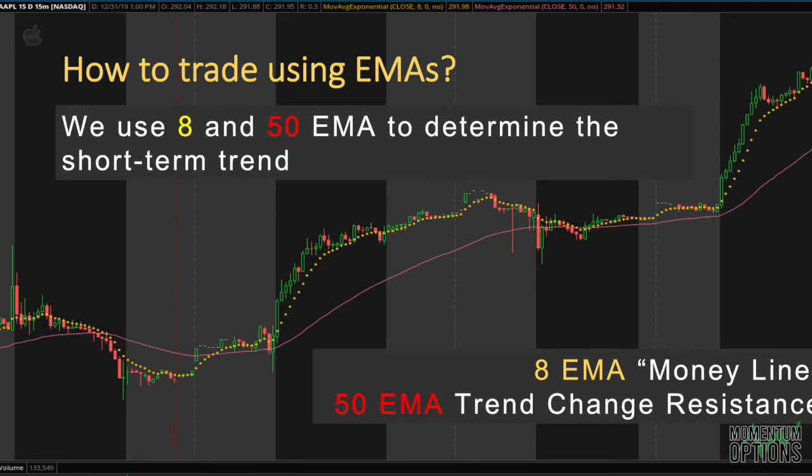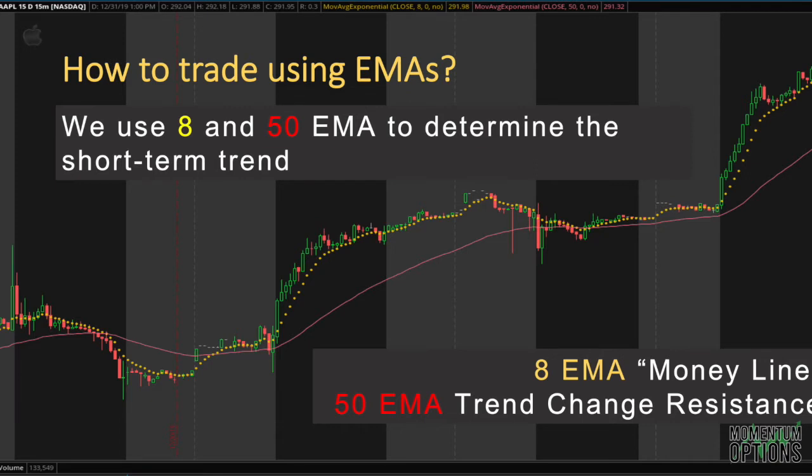So how can we trade using these EMAs? We're going to use the 8 and 50 to determine the short-term trend. No matter what time frame you are looking at, you just need to look at the 8 and the 50 to understand where price is going, has been going on that time frame. Okay?